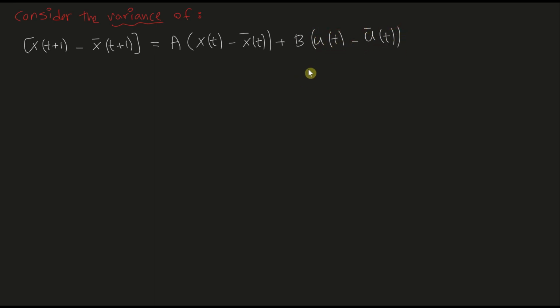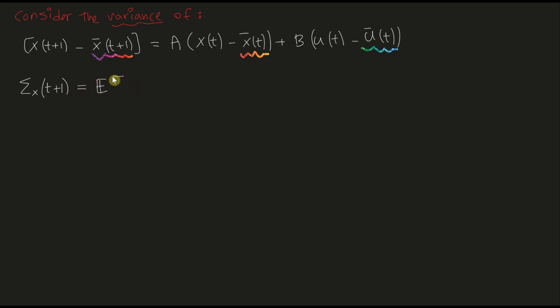So the very first thing that I want to do is take my actual states, let's say at time t+1, and subtract the mean value of the states from that. So in terms of the A and B matrices, this is the kind of relationship that I'm going to be looking at. Now, because this difference is happening at time t+1, when I take the variance, I'm also looking at the variance at time t+1.